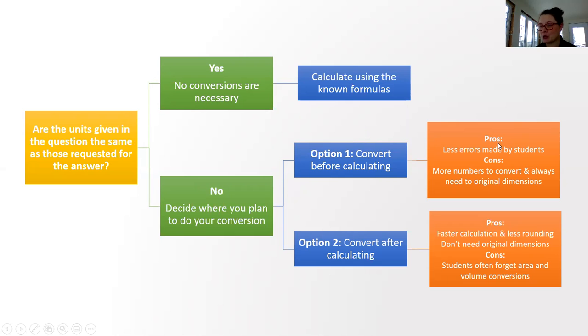There's a couple of reasons. The pros for that route are there's less errors made by students. If you're just using linear conversions, if you convert before calculating, you'll make fewer errors. The downside of that is there's more numbers to convert. And as this semester becomes more complex, you don't want to be converting a huge volume of numbers. If you can convert one number at the end, it's going to be much faster than converting 3 or 4 numbers in between. So that's one of the cons.